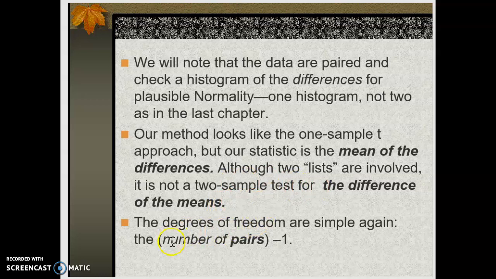We will use degrees of freedom here, and the degrees of freedom get simplified again. It was a little more complicated in the last chapter. Degrees of freedom is number of pairs minus 1. And in this case, we're starting with two different lists. Those two lists have to be exactly the same length because it is paired data now.